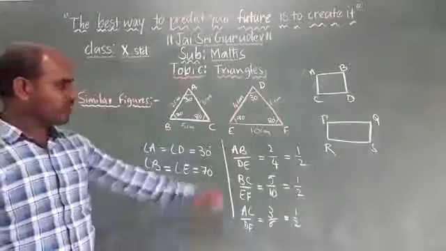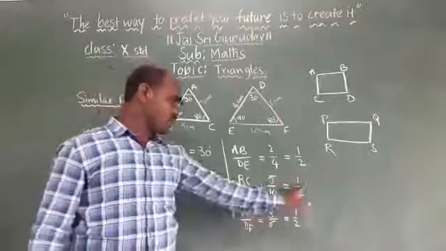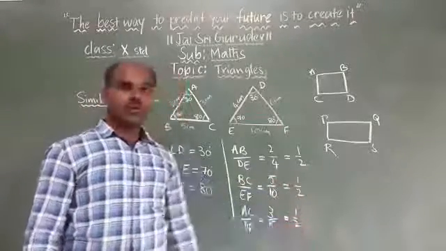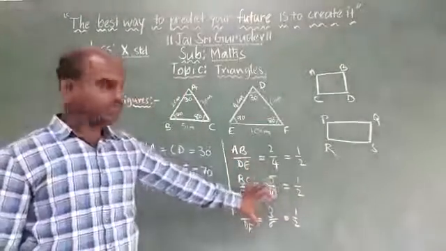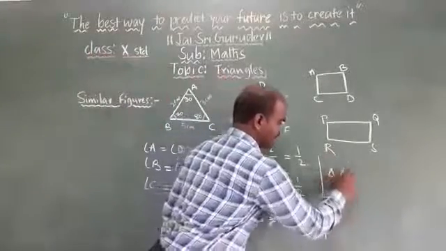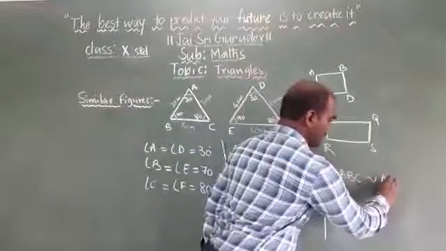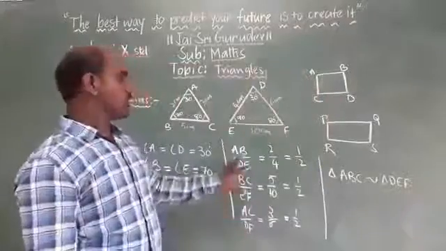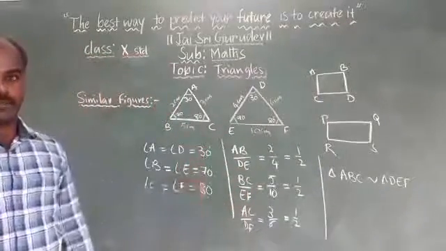Students, AB by DE, what value did you get? 1 by 2. BC by EF is also 1 by 2 and AC by DF is also 1 by 2. So the corresponding sides are in the same ratio. Then we can say that triangle ABC is similar to triangle DEF. This is a property of similar triangles.